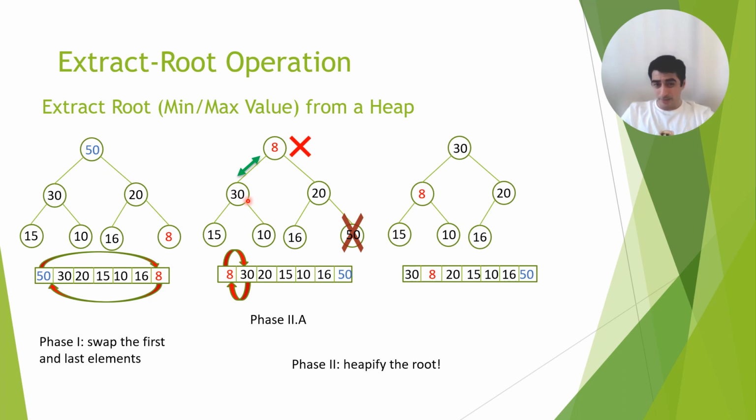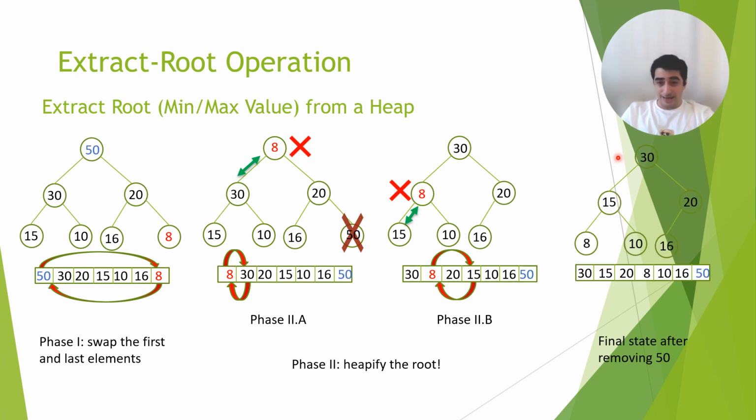The next step: 30 is now the root, but we still have a problem because 8 is not greater than its two children. We're going to do the same thing. We're going to find the greatest child of 8, and we're going to swap 8 with it. So that means you're going to swap 8 and 15, and now this is the final step. This is the final state of the max heap.